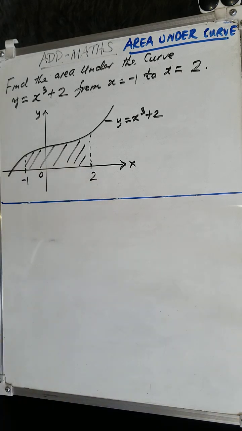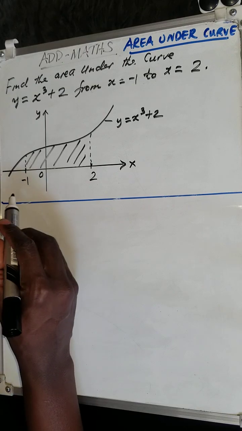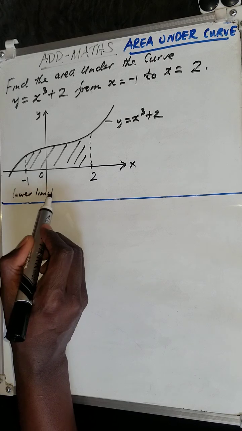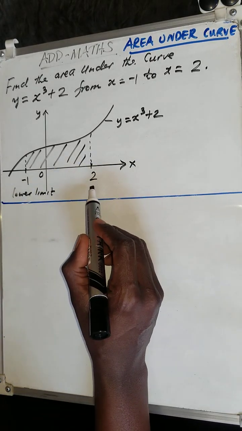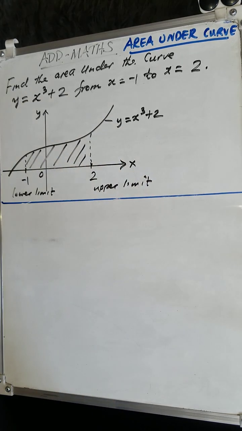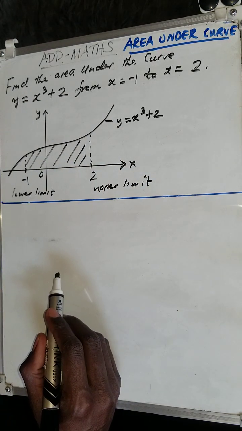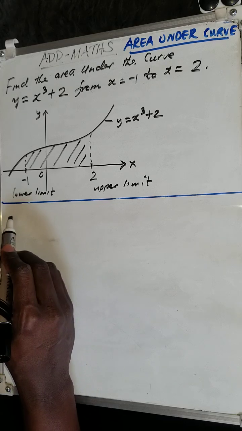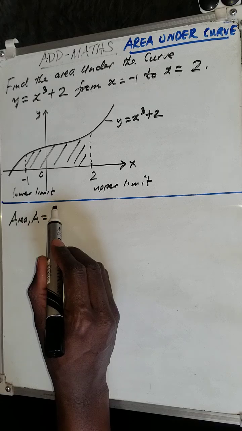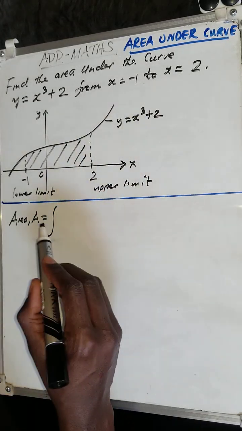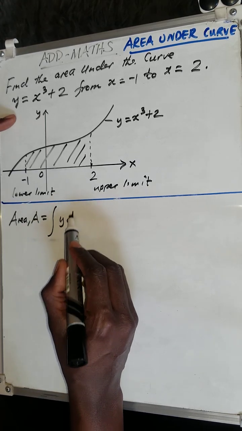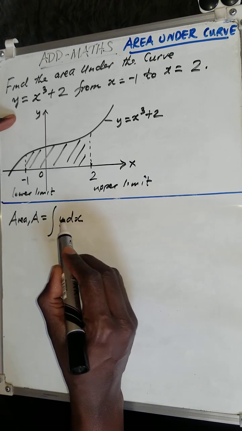Now, of course, if you look at the -1, this is the smallest number, so we call this one the lower limit. And because that's the highest value, we call it the upper limit. So in order for you to find the area under the curve, you need to integrate. For example, I can say the area, which I'll abbreviate as A, will be equal to the integral of the function, in this case for making up the curve, which is y with respect to x, so y dx.